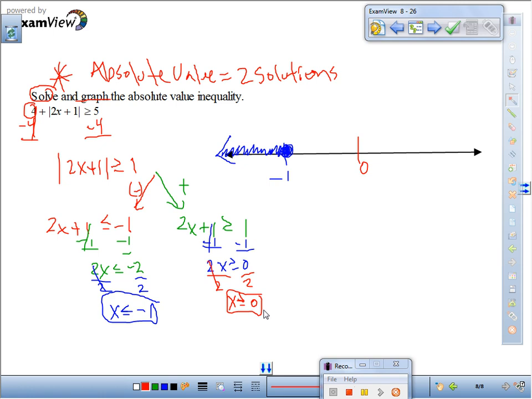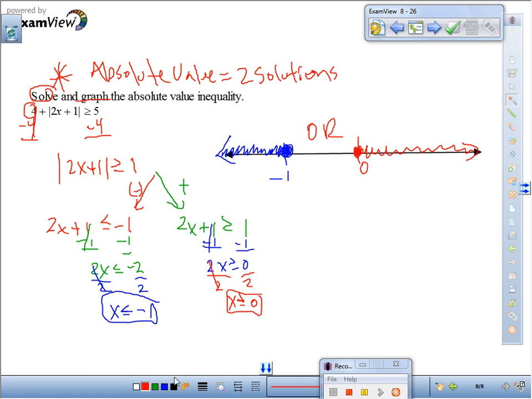Let's graph the other one in red. 0. Does it include 0, that point? Yes, so you plot your point there. And it says x is greater than or equal to 0. What numbers are greater than or equal to 0? All the ones to the right. So, yes.